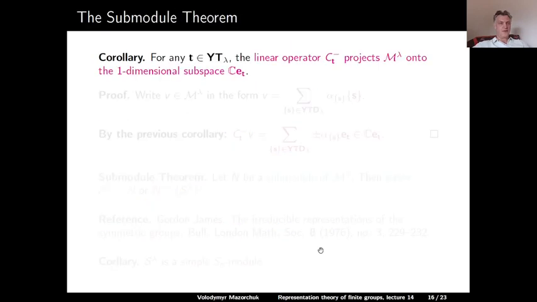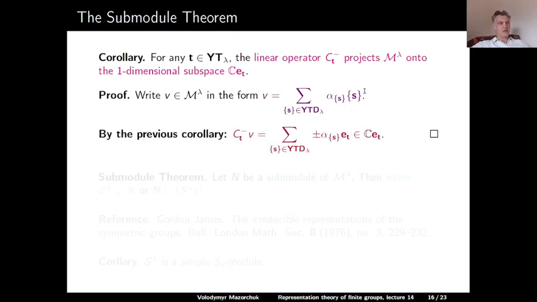Let us record the following corollary from the previous slide. For any Young tableau T of shape lambda, the linear operator C_T minus projects the permutation module M lambda onto the one-dimensional subspace generated by the polytabloid E_T. Proof: write any element of the permutation module as a linear combination of tabloids. By the previous corollary, applying C_T minus to any tabloid gives us the polytabloid E_T up to a sign. Therefore, if we apply C_T minus to v, we get a linear combination of E_T with some coefficients. And this completes the proof.